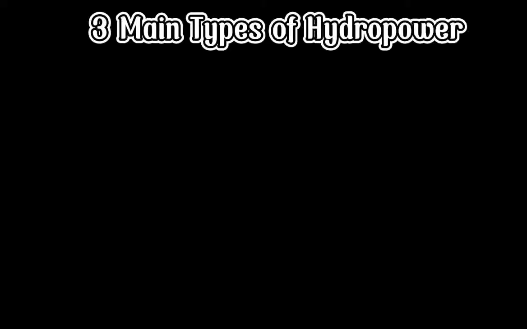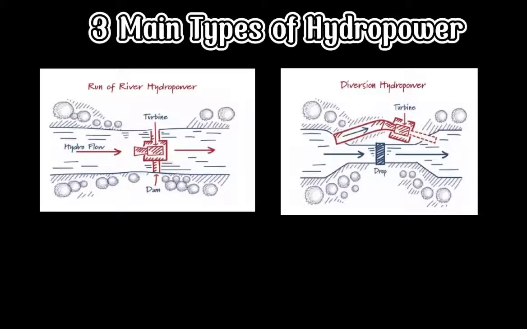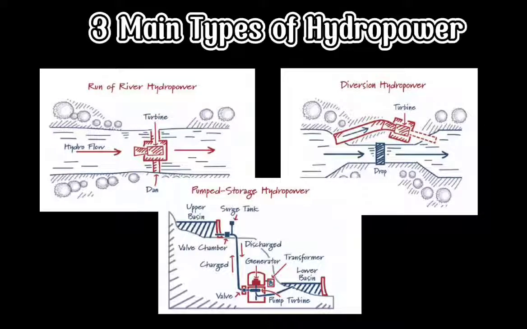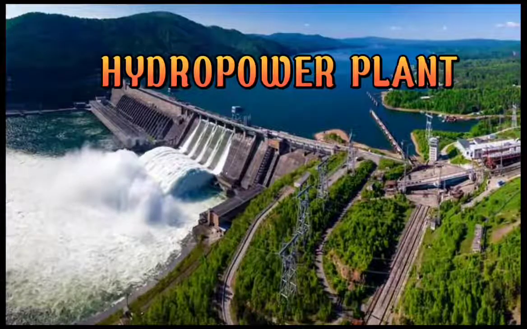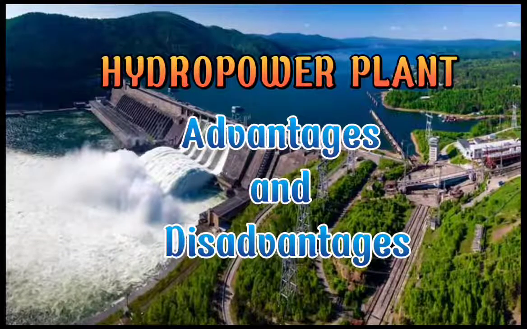There are three main types of hydropower technologies that include impoundment, diversion, and pumped storage. These varying types of technologies are illustrated throughout, as well as marine hydrokinetics, which includes wave, tidal, current, and thermal technologies. Hydropower plant also has advantages and disadvantages.